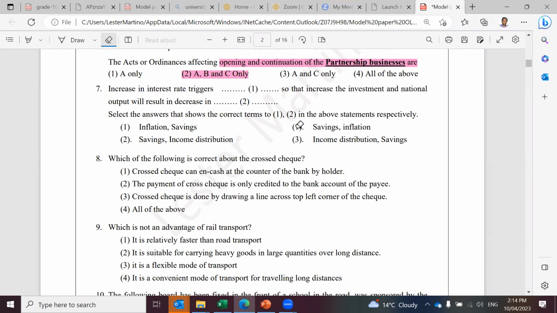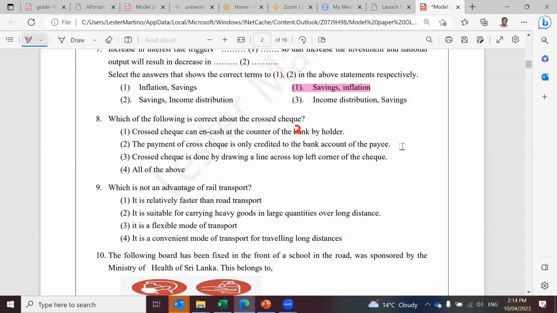So the answer is the second one. This should be number 2. Answer is this. To reduce the inflation, they try to increase the interest rate. Okay, right. Number 8.